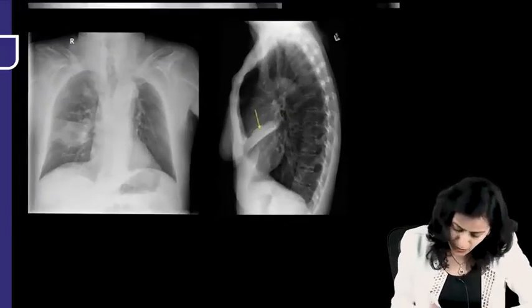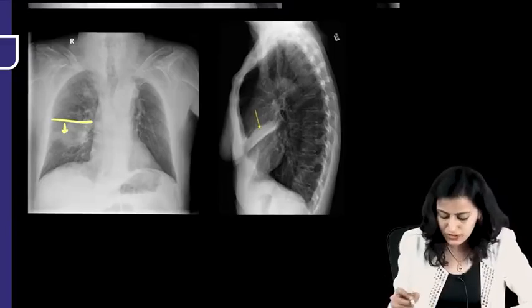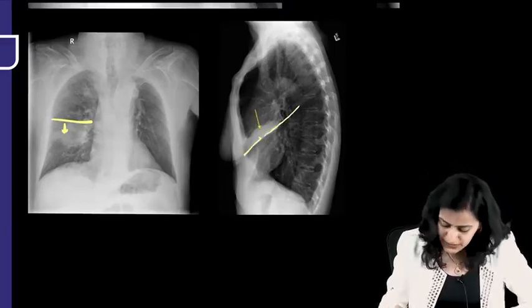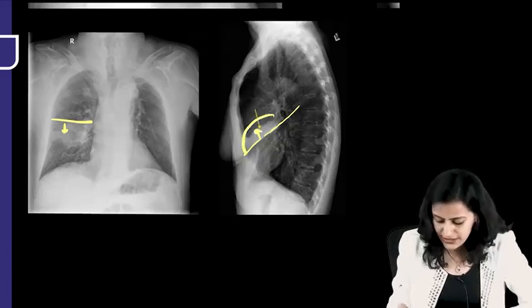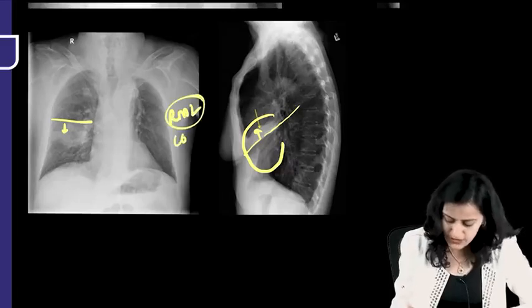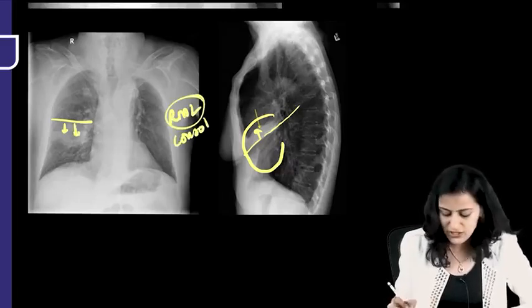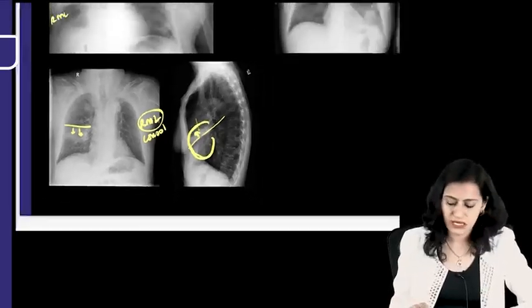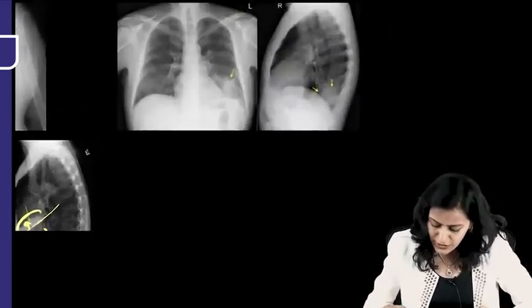Look at this one. Horizontal fissure, opacity below that. Look at the lateral chest X-ray. This is the oblique fissure. The opacity is anterior to that and overlapping the heart. So this is right middle lobe consolidation. Below the horizontal fissure, anterior to oblique fissure and overlapping the heart. Okay. Now have a look at this one.